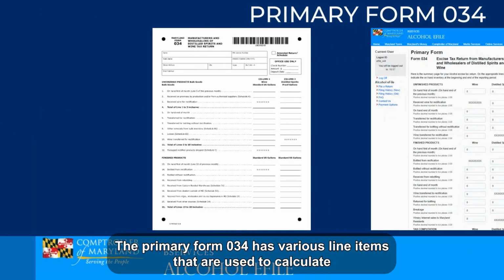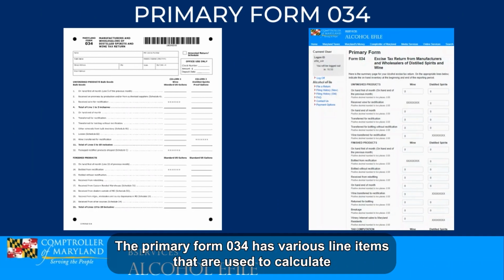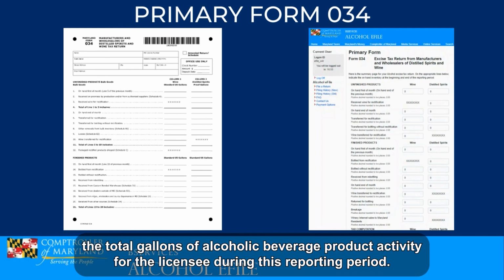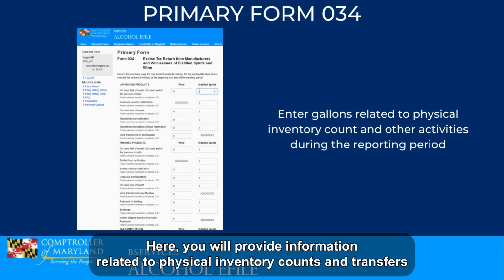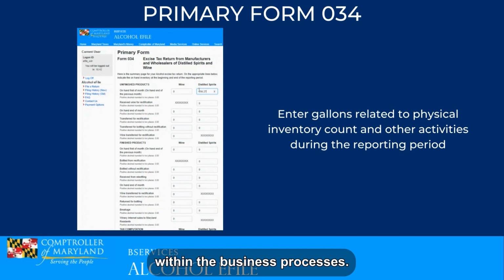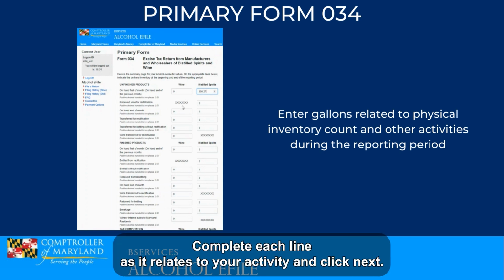The primary form 034 has various line items that are used to calculate the total gallons of alcoholic beverage product activity for the licensee during this reporting period. Here you will provide information related to physical inventory counts and transfers within the business processes. Complete each line as it relates to your activity and click Next.